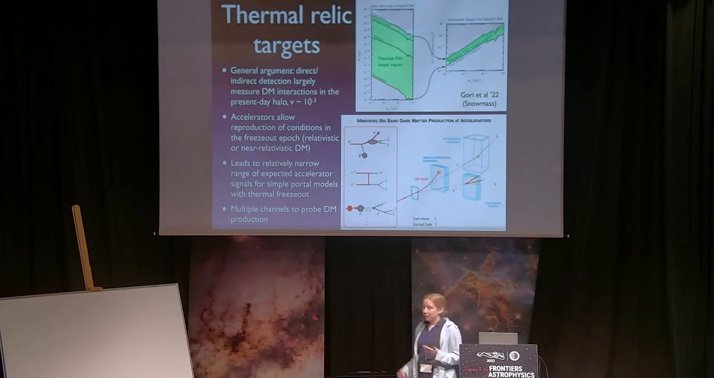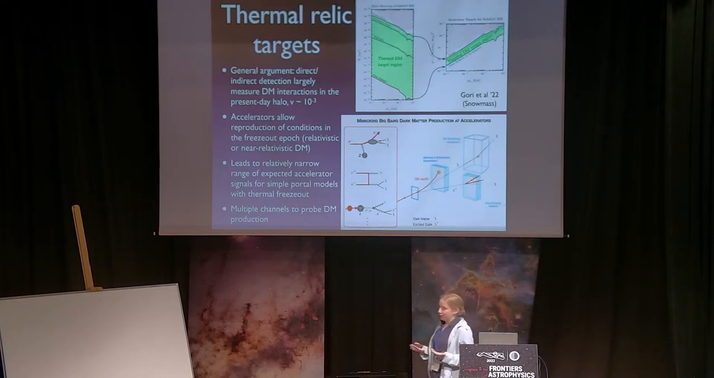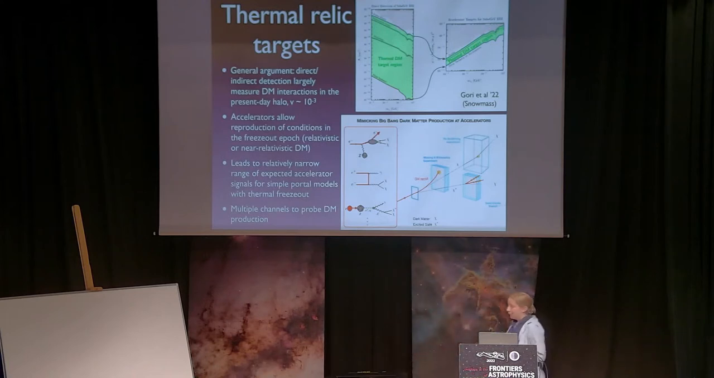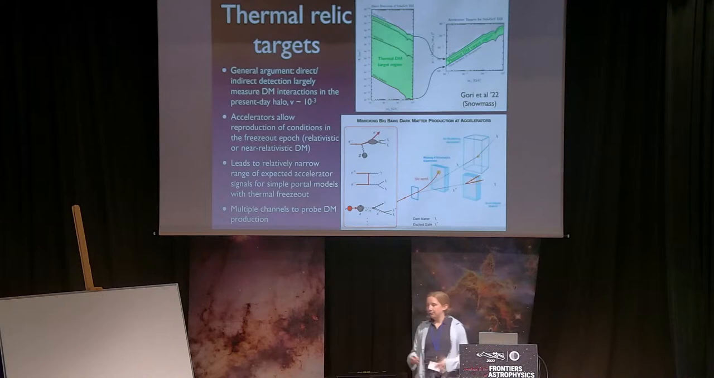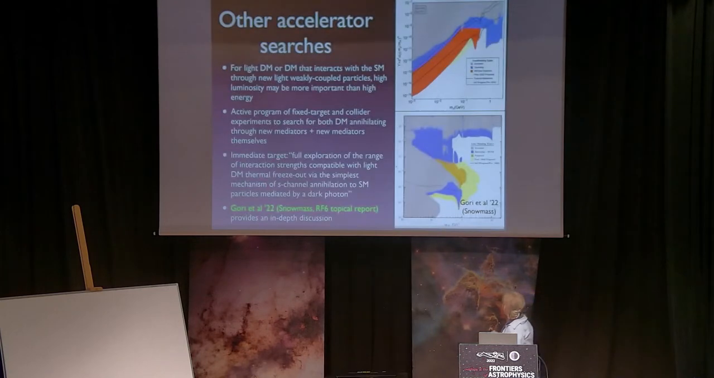Just as an example, I said that from indirect detection, from CMB bounds, we have an argument that if dark matter is lighter than about 10 GeV, then you need to suppress its annihilation cross-section at late times. A common way of doing that is having the annihilation cross-section be very suppressed at low velocities. The accelerator program says, that's great, fine. Your interaction cross-section can be very suppressed at low velocities, no problem. We'll just run an accelerator, recover the high energies of thermal freeze-out, and be able to test. And in that sense, we will be able to test thermal freeze-out directly. So that's what leads to this relatively narrow range of expected signals for thermal relic dark matter in this plot.